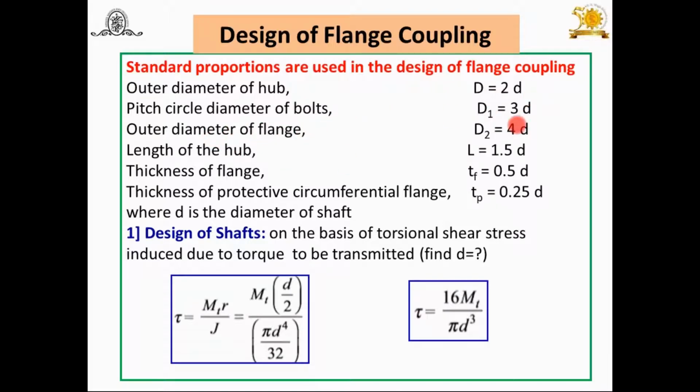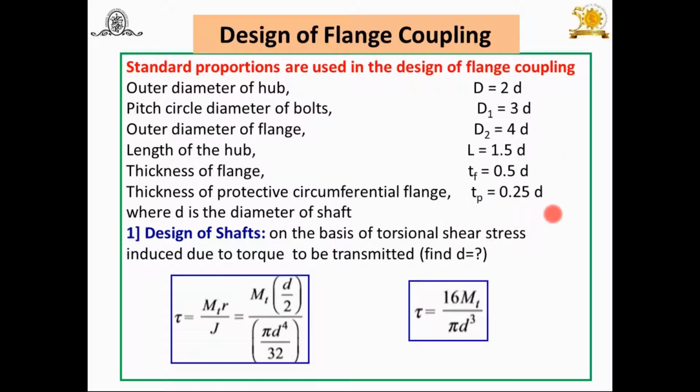The pitch circle diameter of the bolt, that is D1, is equal to 3d. Outside diameter of the flange, D2, is equal to 4d, or 4d plus 2 times T1. Length of the hub is equal to 1.5 times d. Thickness of the flange is equal to 0.5 times d. Thickness of the protective circumferential flange is 0.25 times d, where d is the shaft diameter.